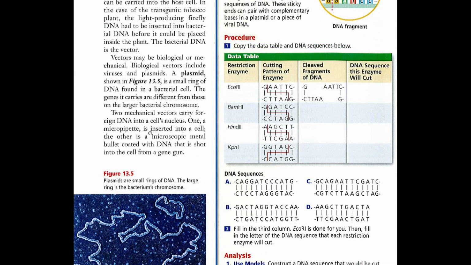Another vector, we said, were mechanical vectors. And that comes down to stuff that's man-made. We made it. So one of the examples is a micropipette, which is just inserted into a cell and pretty much shoots all the injectable DNA into a cell. And another way, which I tried to find a cool video of but could not, is a bullet coated with DNA that is shot into the cell from a gene gun. So if you thought biology was boring, just go study that and tell me what that looks like, because that sounds pretty awesome.